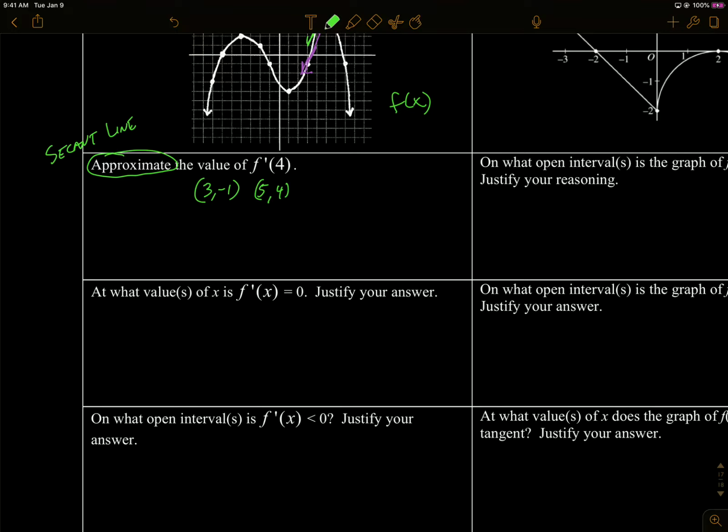So we've got to watch out for this whole approximate idea, whether they ask for the derivative or approximate the derivative. So we're going to approximate f prime of 4. It's going to be about, and we're going to do our slope formula. I'm not going to talk you through it. We're going to get about 2.5 there.